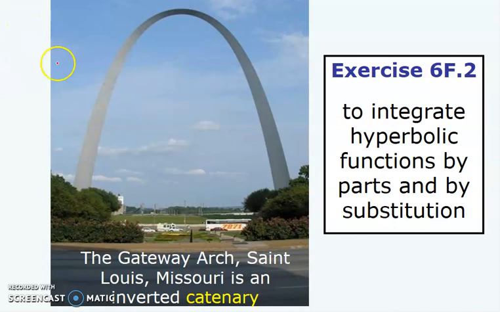Hi there, so this is our second exercise, or look at exercise 6F. It's integrating hyperbolic functions again. So this is a real life example of a catenary curve. Catenary basically is the posh name for a cosh x curve. Now this one's described as an inverted catenary because obviously it's upside down, it'd be a minus cosh x, I suppose. And apparently it's in St. Louis, in Missouri in America.